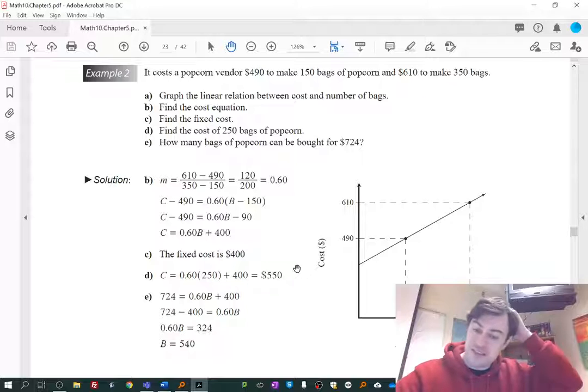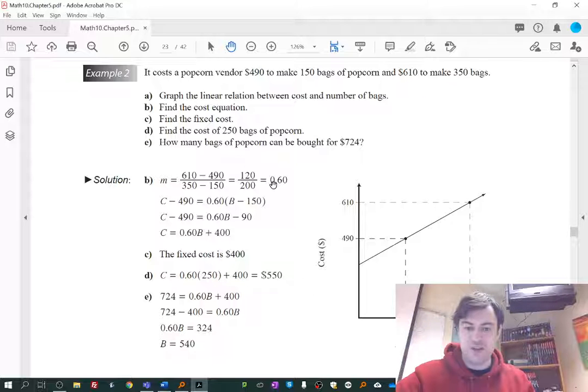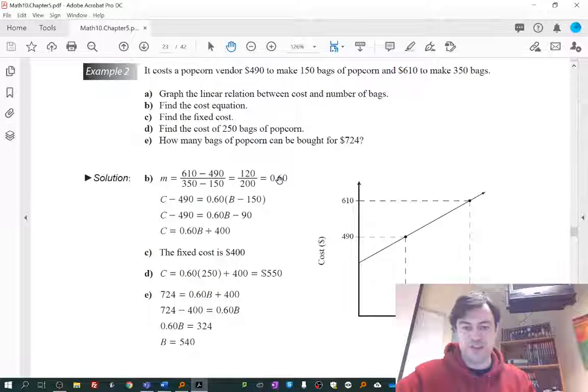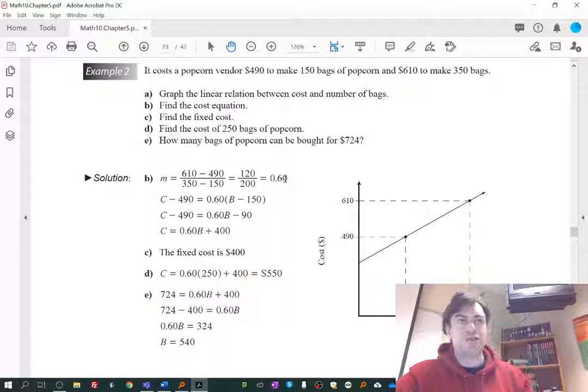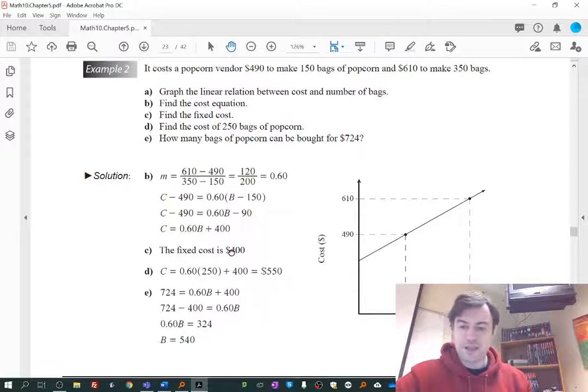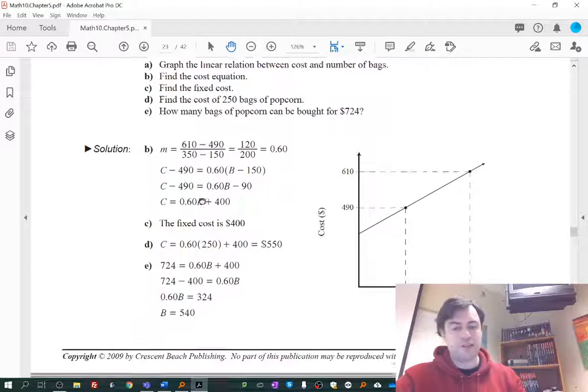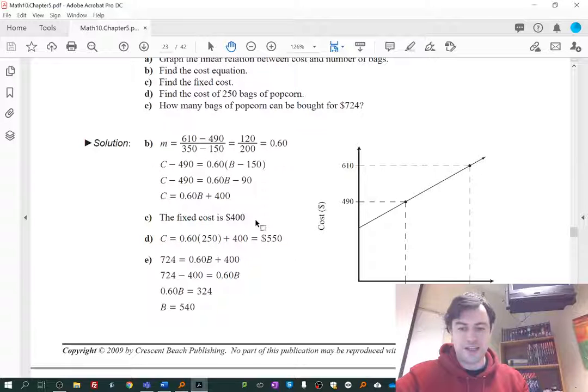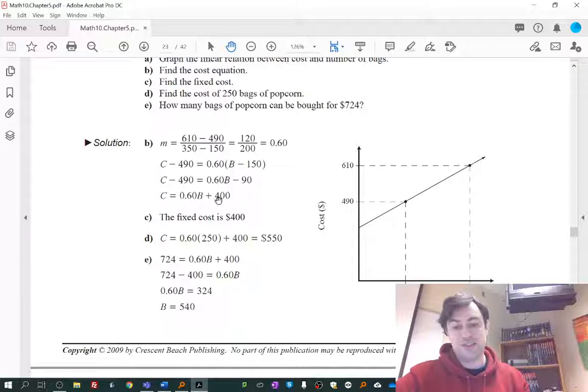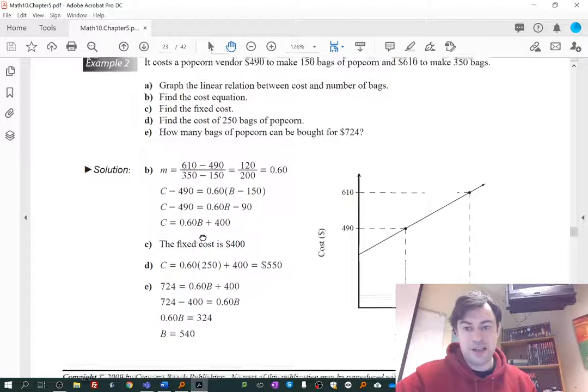Another way you could do it is to use y equals mx plus b. Once you know the slope, which is 0.6, then you could plug it in and 2 points in for x and y and solve for b as well. So that would be fine. So that's the way you find the formula. And once you have the formula, you can find the fixed cost. Fine, that's basically the y-intercept. So, we already know that's 400 once we get our equation. So that's our fixed cost, just our intercept.